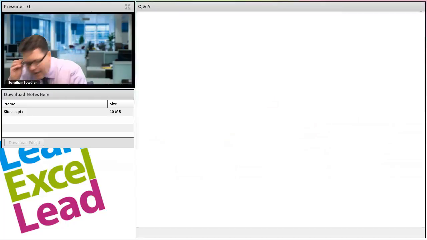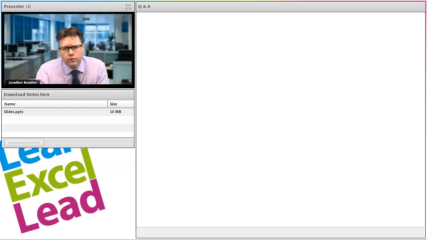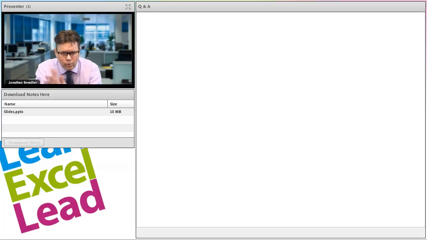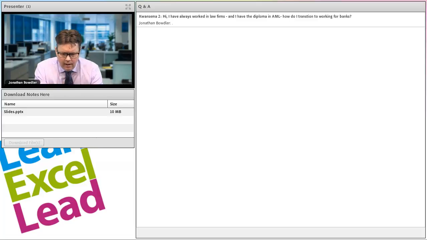Let's just have a quick look. You'll have to bear with me because my eyesight's appalling. Worked in law firms. Right, yeah, very good point. Somebody's worked in law firms, got the diploma already in AML, and is thinking about how to transfer it between organisations. I would say that when you look at it globally, about 80% of our students come from a financial services or financial services related background.